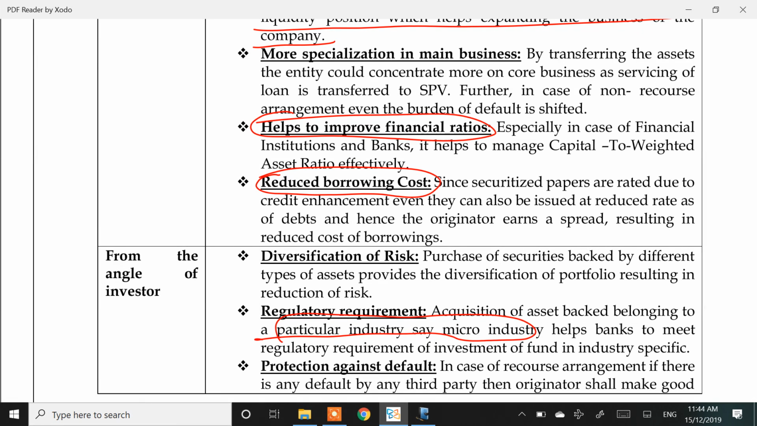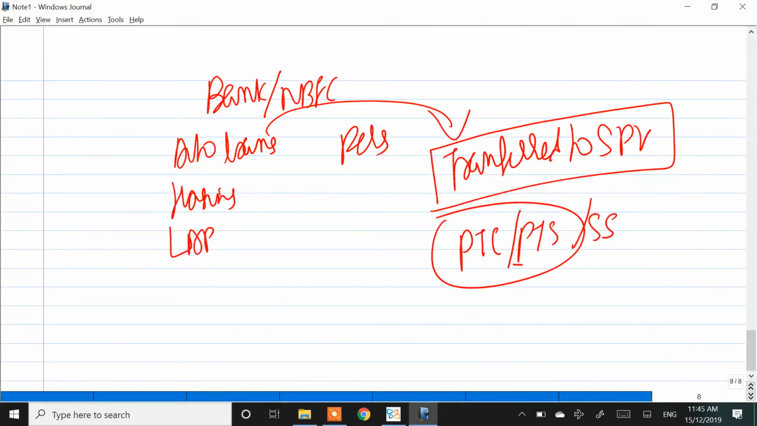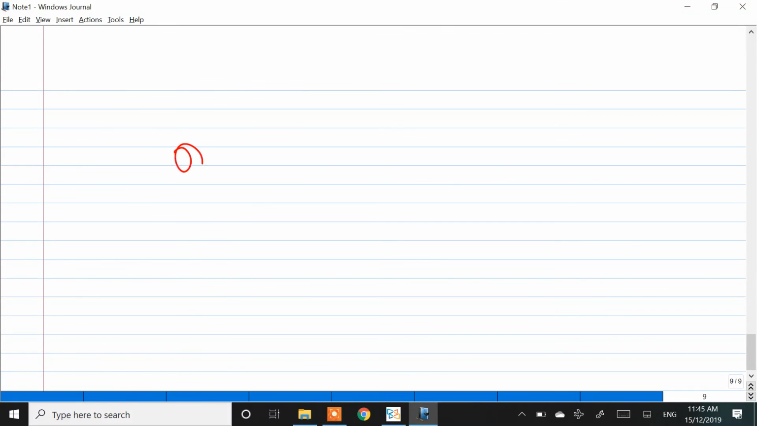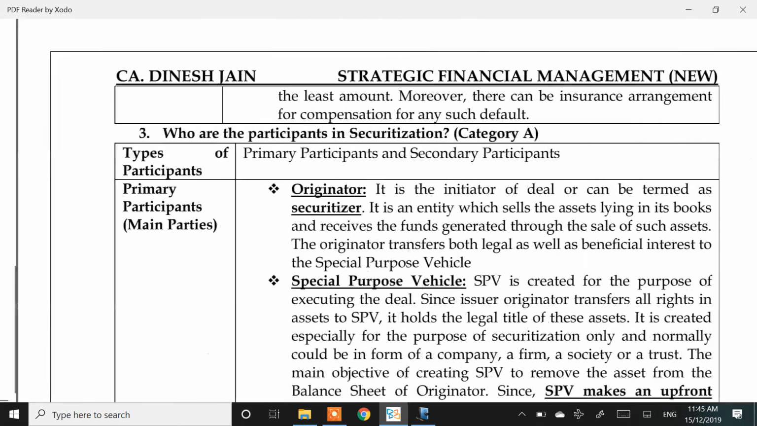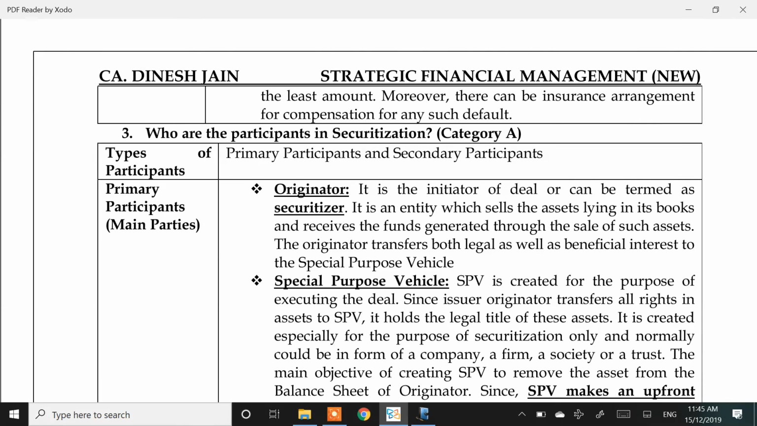Who are the participants in a securitization transaction? I have primary participants as well as secondary participants. The primary participants are very simple. There is an originator, there's an SPV, and there is an investor. So these are the three people who are there. Originator, he is the initiator and can be called a securitizer. He will have all those loans in his books, and he is trying to securitize those loans.